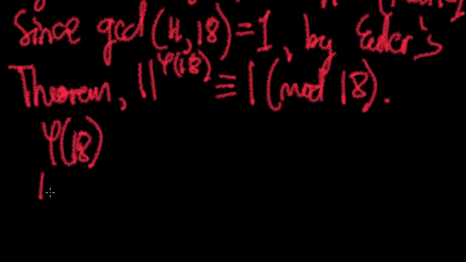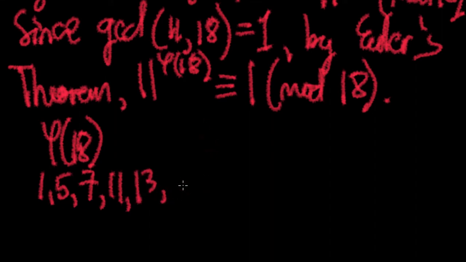1 is one of them. 2 is not, 3 is not, 4 is not. 5 is one of them. 6 is not, 7 is one, 8 and 9 no. 10 no, 11 yes, 12 is not, 13 is a yes. 14, 15 no, 16 and 17 yes. So how many? 1, 2, 3, 4, 5, and 6. Therefore, the phi function of 18 is 6.